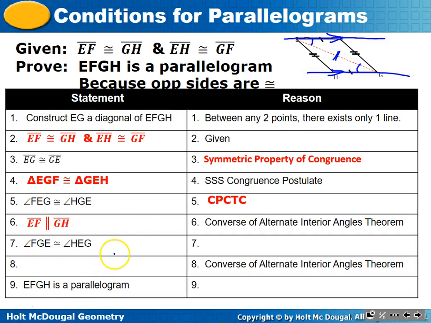Then we're talking about another pair of angles now, FGE and HEG. FGE is this angle right here, and HEG is here. So now this time we're talking about the other pair of sides. Notice we're talking about these sides right here. And once again, those are alternate interior angles to those sides. So we would have used CPCTC again here for that piece. And then we're proving that those other two sides are parallel by the converse of the alternate interior angles theorem. So that's exactly what we just did.